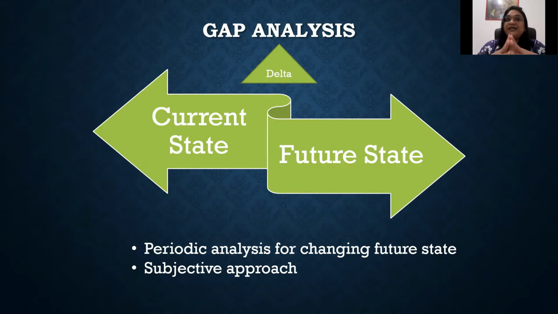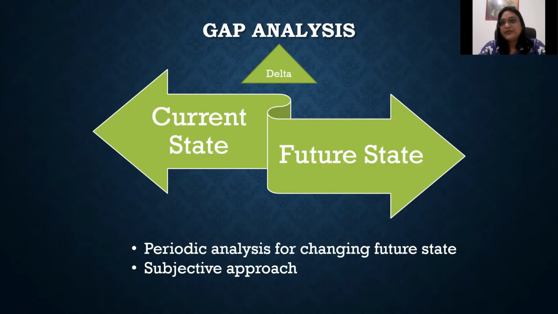Since the future state in the current world is very dynamic and it keeps changing, in this approach of the gap analysis, periodic analysis for the changing state is very much required. When you started, you were here and the future state was here, but after a few months the future state has become here, so the gap has increased. So in this method, the analysis has to be based on the dynamic future state. And this approach is a subjective approach.